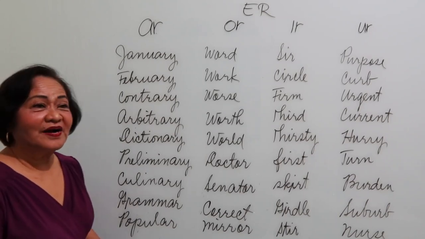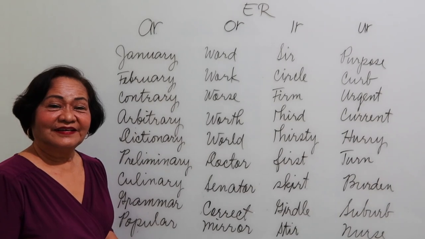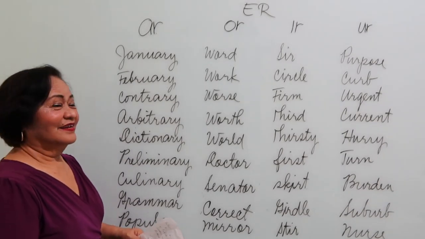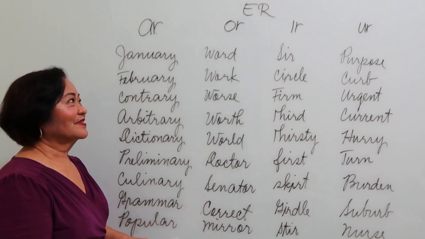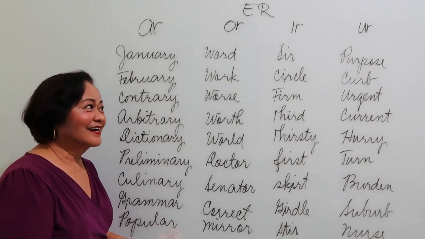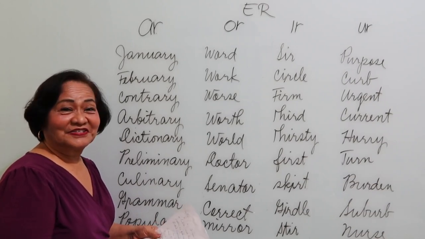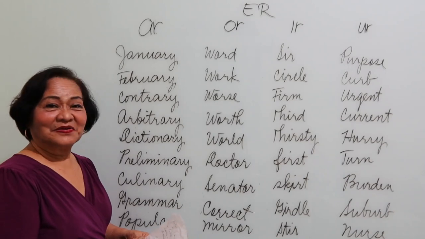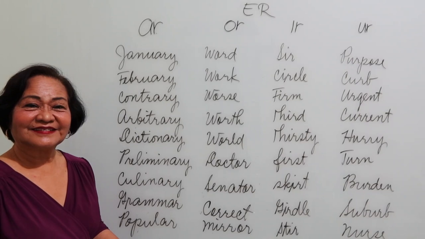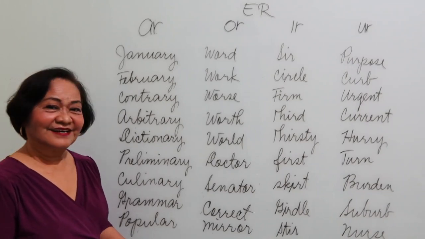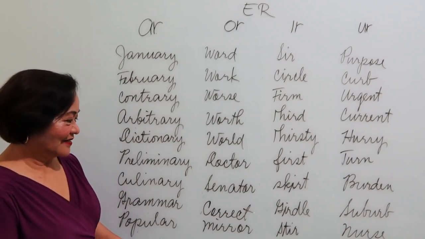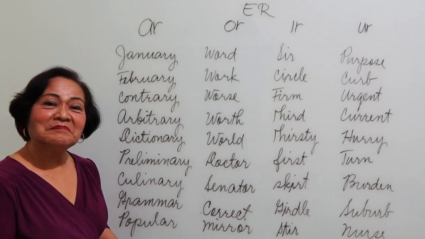Next, the OR syllable is pronounced er. Everybody, follow me. Word, work. Words, worth, world, doctor, senator, correct, mirror.